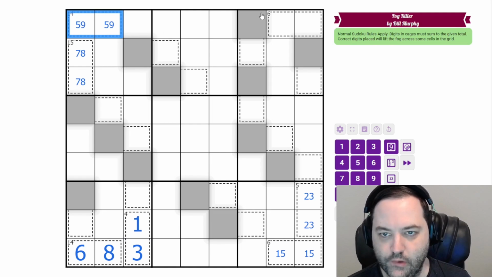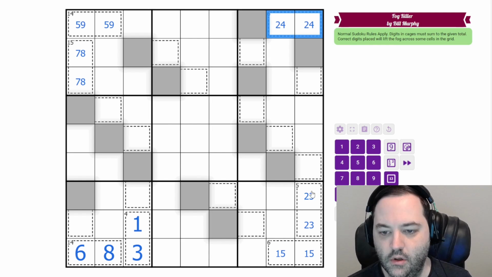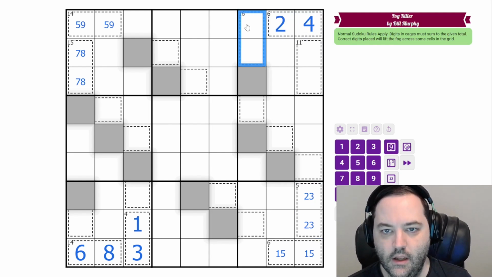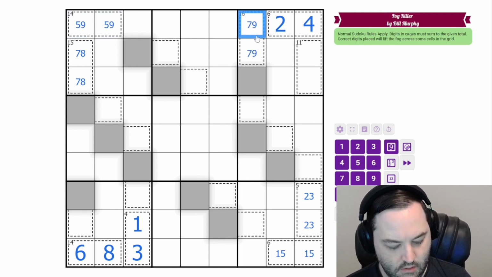There's a 5 in this 14 cage, so it's not in the 6 cage. This must be 2, 4. The 2, 3 looks up and gives us 4 and 2. And that gives us a 16 cage, which has to be 7 and 9. And we know the order.